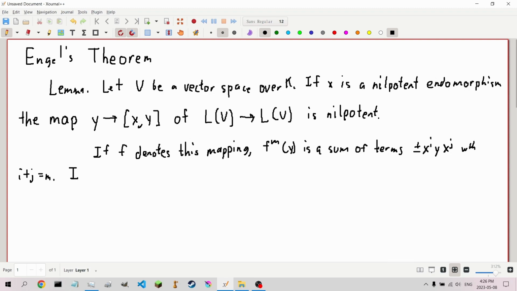If, keep in mind, X is nilpotent, so X^k equals 0 for some k, then F^(2k-1) of Y, essentially we have to have at least X^i or X^j be X^k, which sends to 0, so this map is 0 for all Y in L(V). This is our proof.